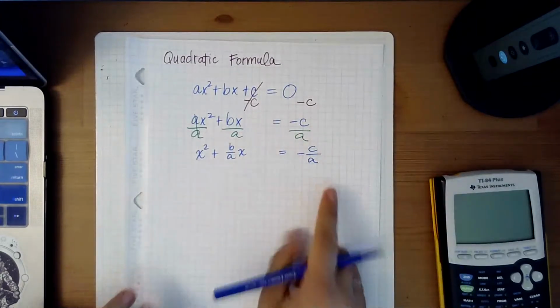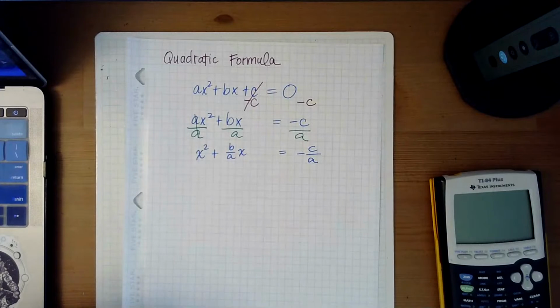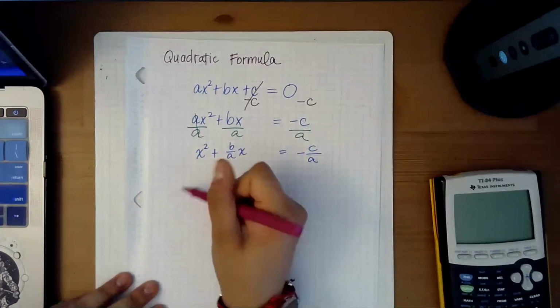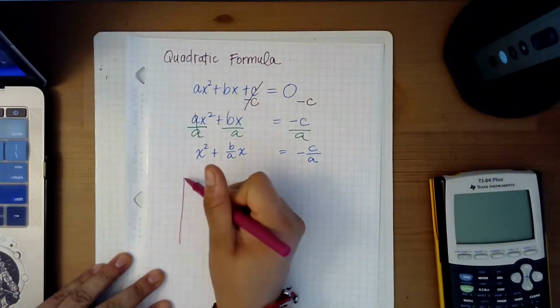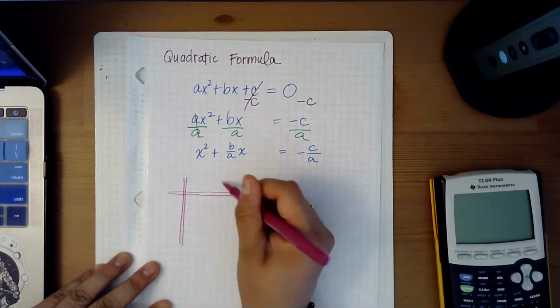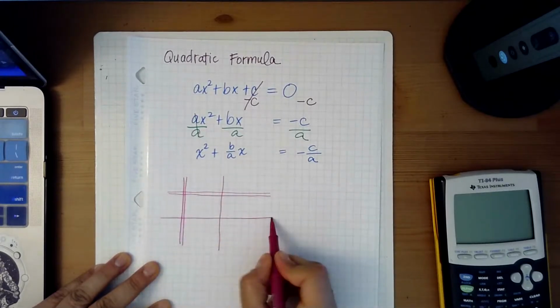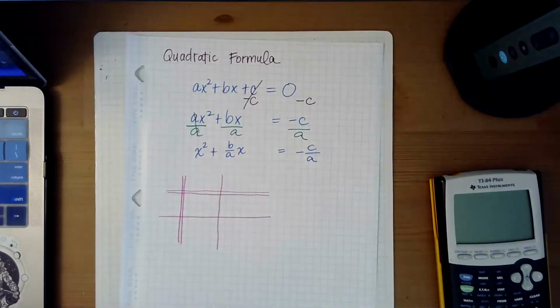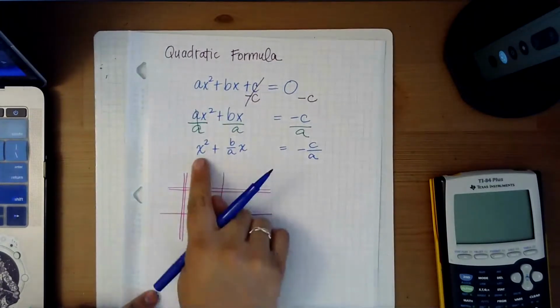Have we seen this before? Yes, I'm kind of putting it into vertex form. So this is going to give me a completing the square situation. I'm going to create a perfect square with this. It's just like when I use the completing the square method. I'm going to create a perfect box. First thing I'm going to do is put my x squared here.